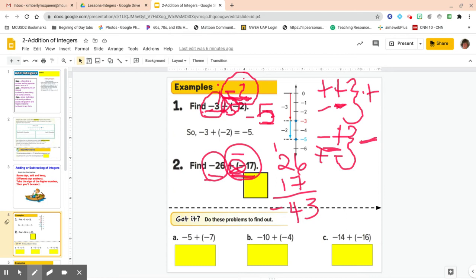Okay, let's look at a couple of these. 2 signs right next to each other. The plus and the minus become 1 minus.